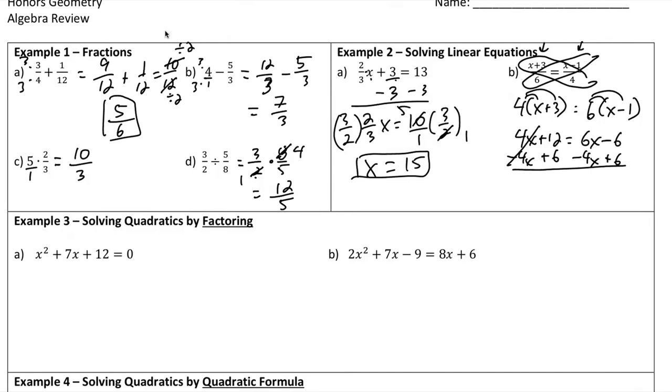This will get rid of the x on the left side. It's going to get rid of my numbers on the right side. So 12 plus 6 is 18. 6 minus 4 is 2x. Then divide both sides by 2, so I get 9 equal to x.